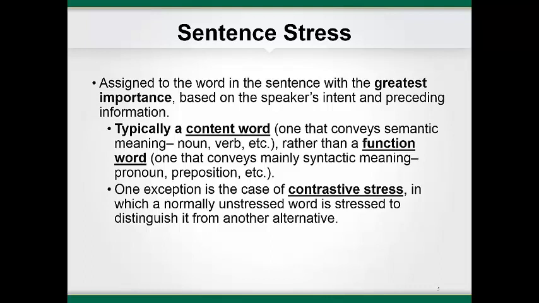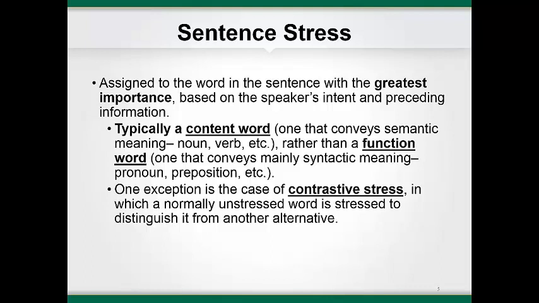Most of the time, but not always, the word with primary sentence stress will be a content word. A content word is a word that has semantic meaning, like a noun, verb, adjective, or adverb. Function words, on the other hand, are ones that have primarily syntactic or grammatical meaning. That is, these words primarily express their function in the sentence. Often, function words will be unstressed in a word or phrase, and their vowels will be reduced to schwa or I, although not always. Function words include pronouns, prepositions, conjunctions, and articles.